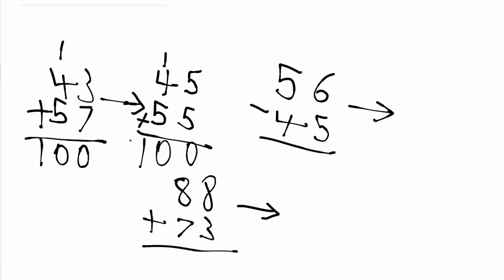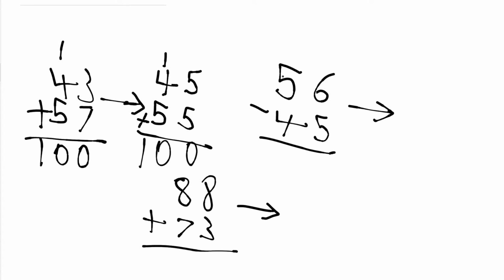So basically compatible numbers can have the same answer as the normal numbers, or they can be close to them. That's how it works. And these follow no rules. Be sure to remember that.